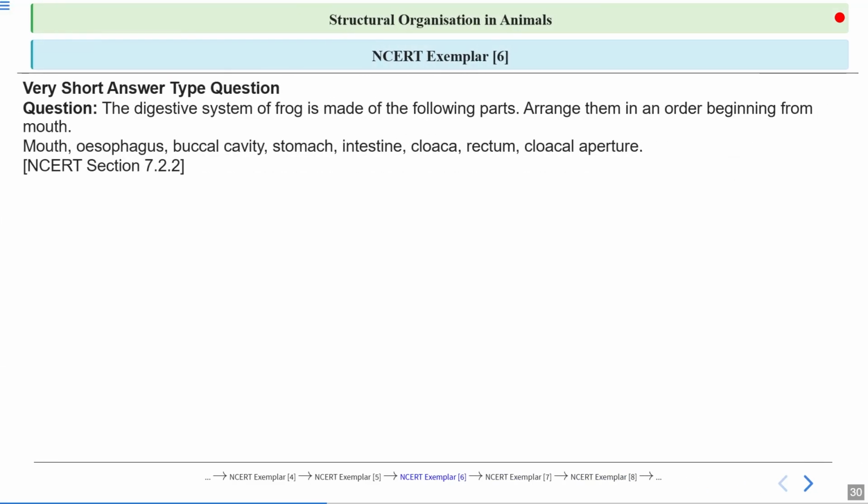Next question. The digestive system of a frog is made up of the following parts. Arrange them in order beginning from the mouth. So, what are the organs given here? We have to arrange them according to how they follow in the digestive system: mouth, esophagus, buccal cavity, stomach, intestine, cloaca, rectum, cloacal aperture. This question is coming from NCERT section 7.2.2. Let us see the answer to this question.